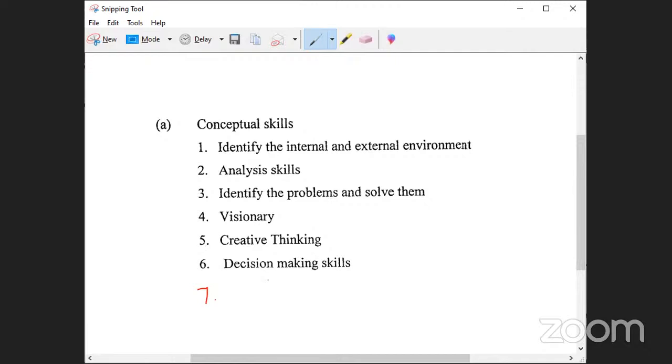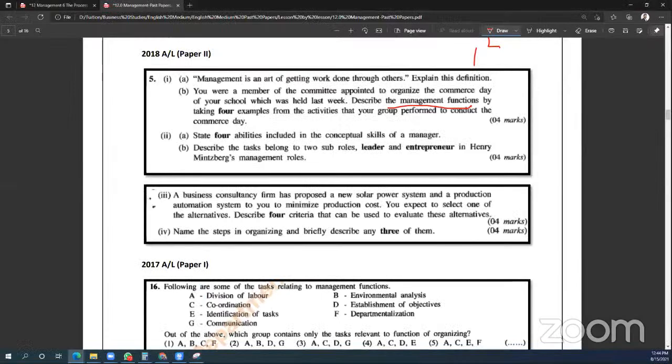Moving to the next one. Describe the task belonging to two sub roles. Right? We remember we talked about 10 managerial roles. The leader and the entrepreneur in Henry Mintzberg's management roles.